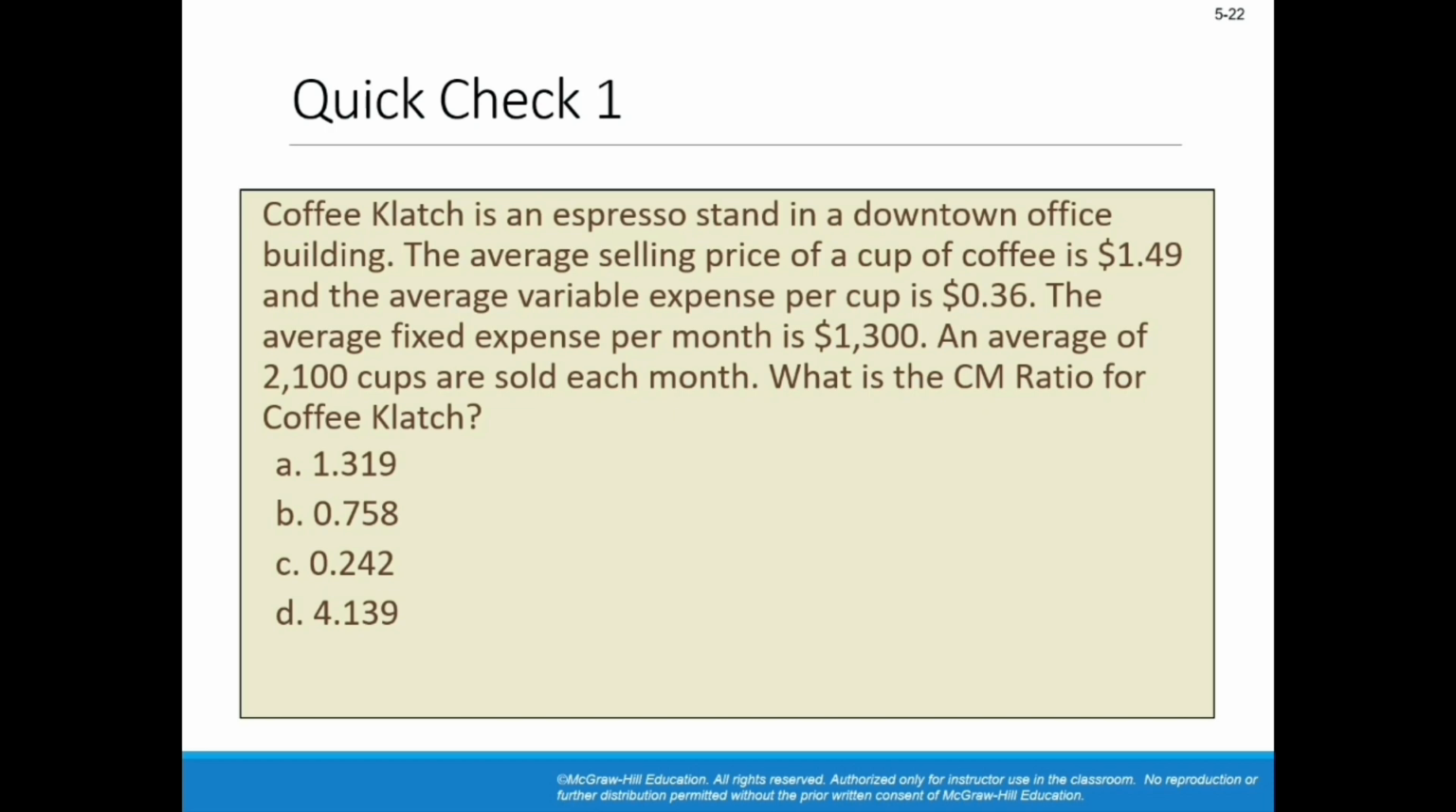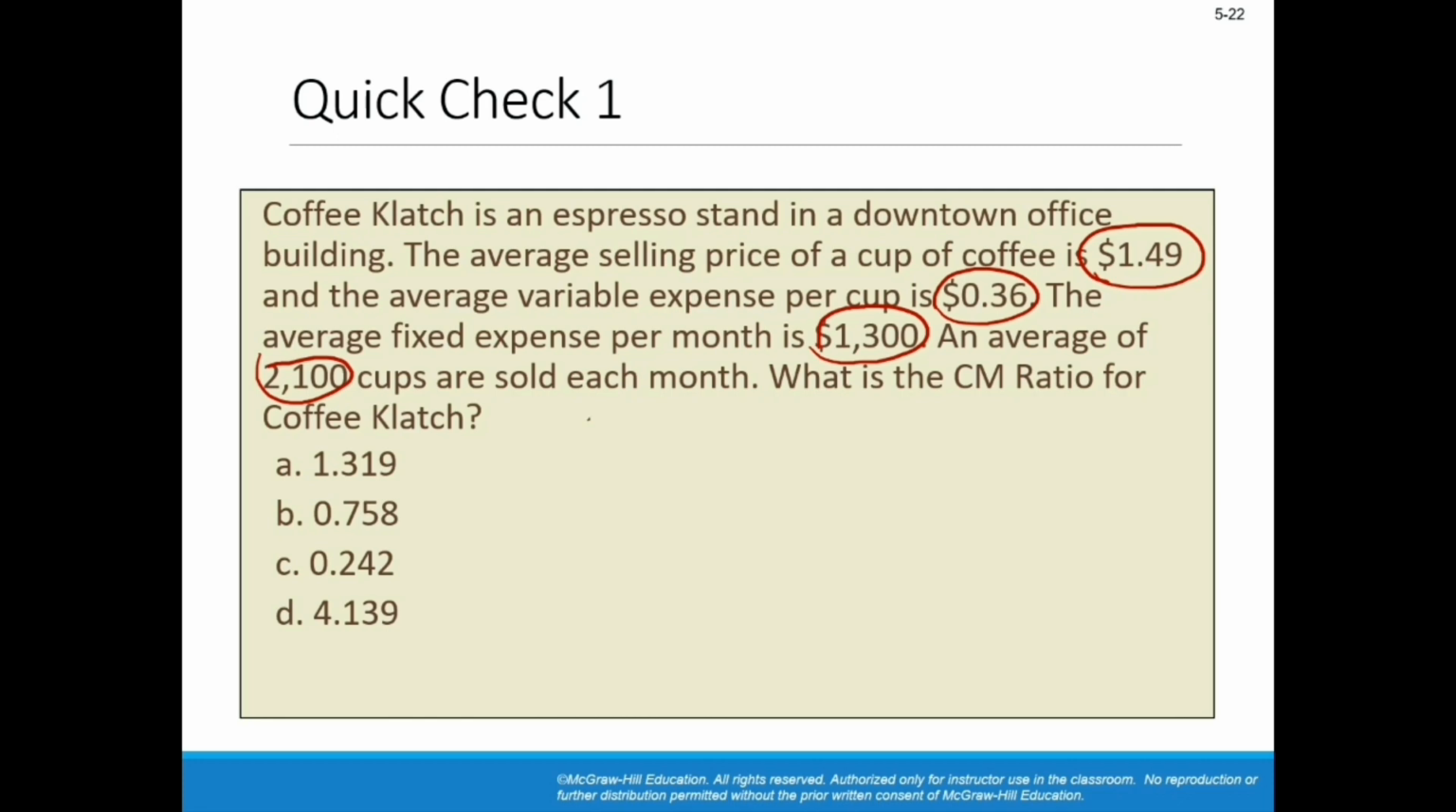Okay, now a numerical example says that coffee clutch is an espresso stand in the downtown office building. The average selling price of a cup of coffee is $1.49, almost 1.5. And the average variable expense per cup is 36 cents. The average fixed expense per month is $1,300. An average of 2,100 cups are sold each month. What is the CM ratio for coffee clutch?